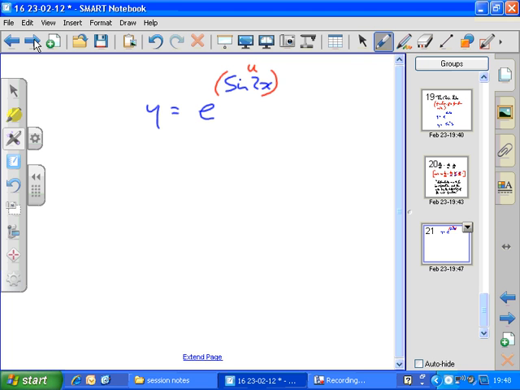And so now what I do is, I differentiate, just backtrack slightly. If I've called u sine 2x, this means I can rewrite e to the u, and u equals sine 2x. So I've got two separate functions, y equals e to the u and u equals sine 2x.